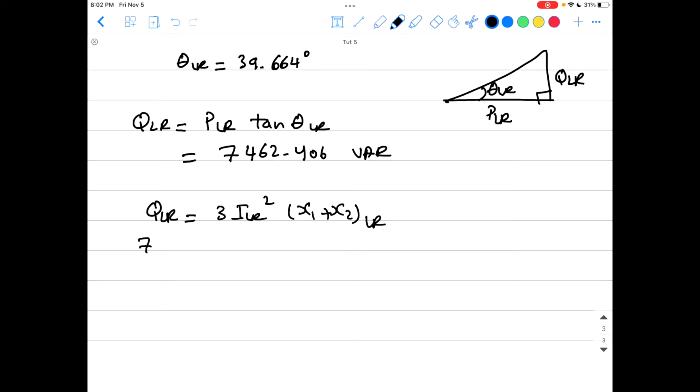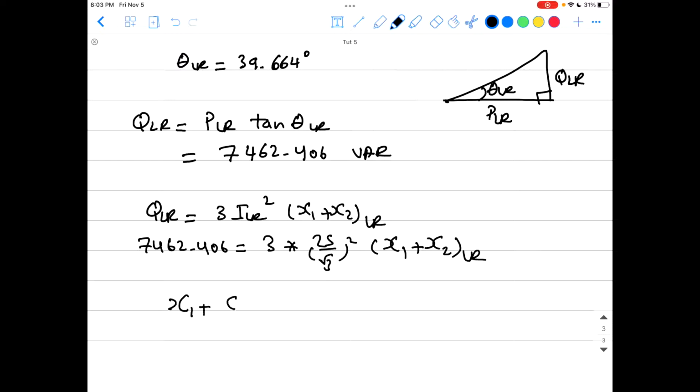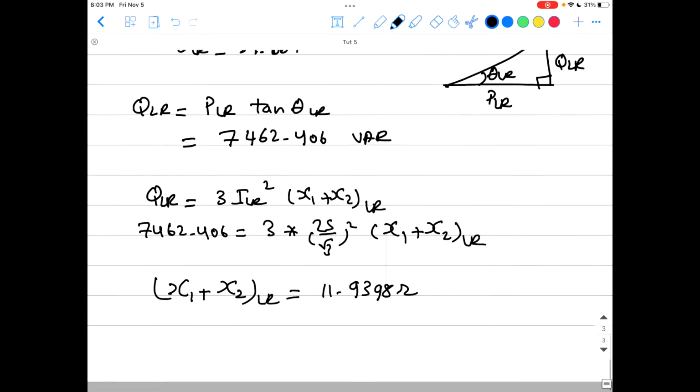So the Q is 7,462.406, equal to 3 times I locked rotor, 25 over square root of 3, squared, multiplied by X1 plus X2 locked rotor. So your X1 plus X2 locked rotor will equal here 11.9398 ohms. Okay?